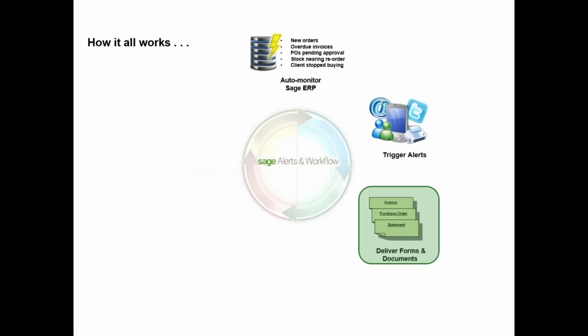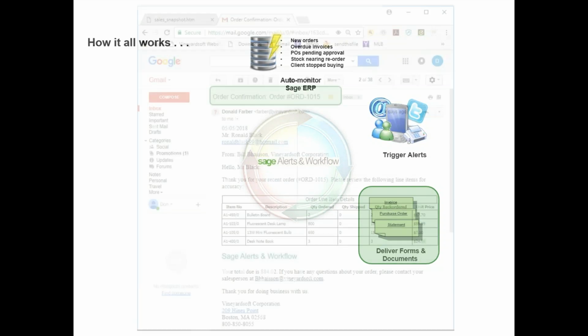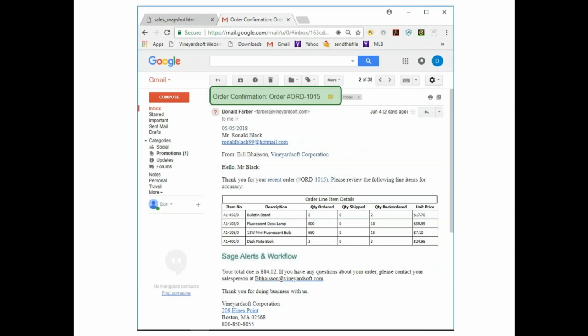Now, sometimes when we talk about an alert, a simple tap on the shoulder, a simple heads up is sufficient, but in other cases, it's not. And going back to that scenario of customers who are delinquent in paying for their invoices, I've already mentioned, probably the most important alert that you could send would be a copy of the overdue invoice and have it resent to the customer. So Alerts and Workflow allows you to automatically generate and deliver all of your standard forms and documents, whether it's invoices, statements, picking lists, dunning notices, purchase orders, etc.